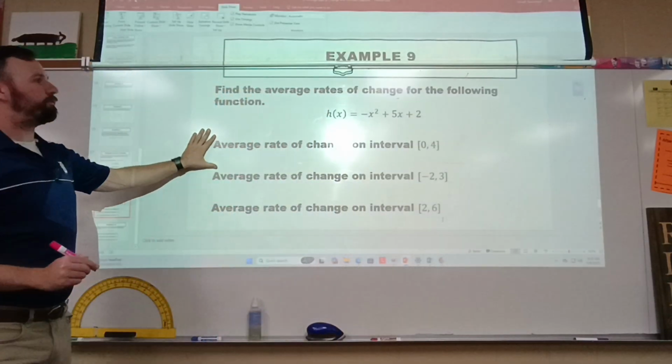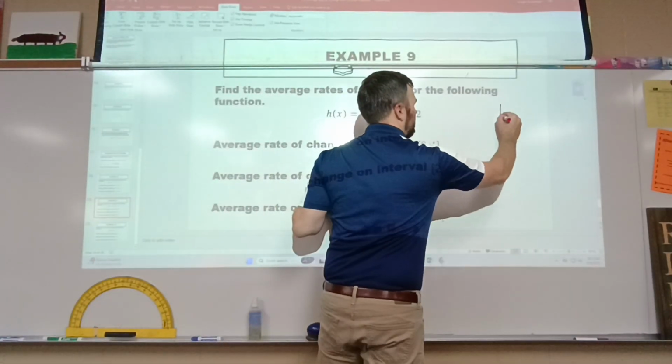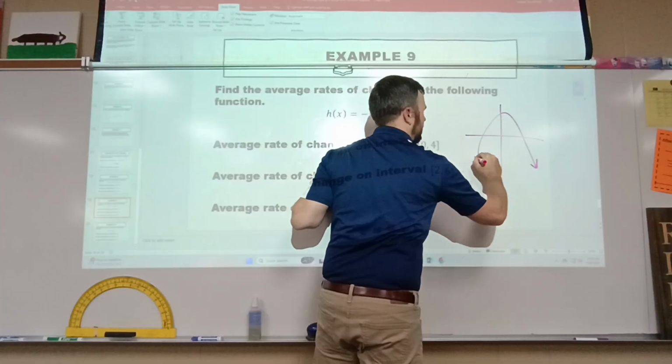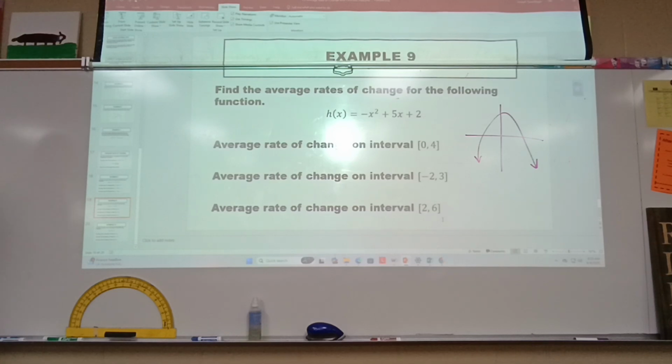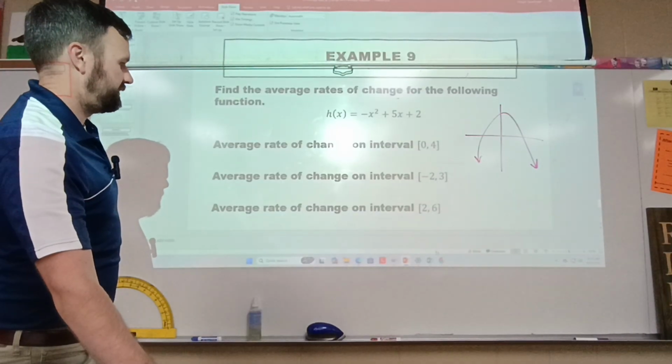So let's find the average rate of change of h of x is equal to that. So that looks like a parabola, right? It's going to be an upside down parabola. Actually, I am going to graph it because I want to show you guys. Let's do this.